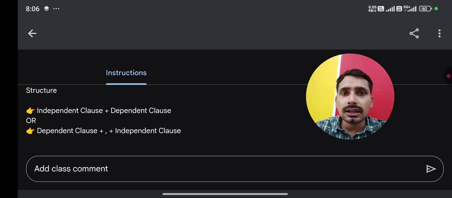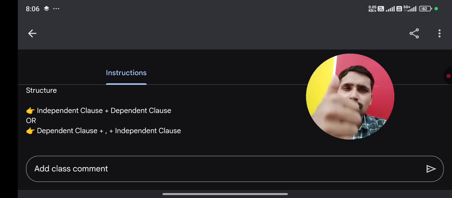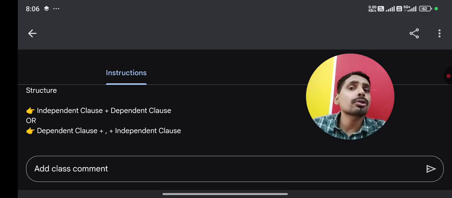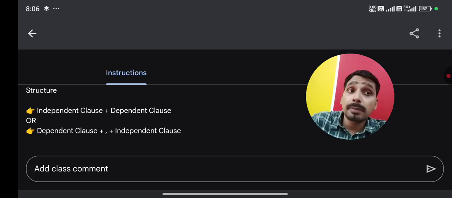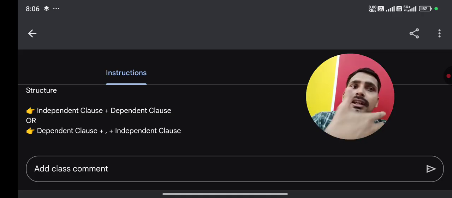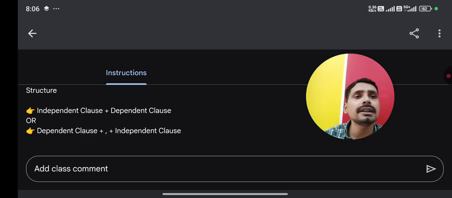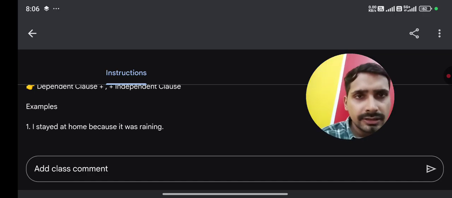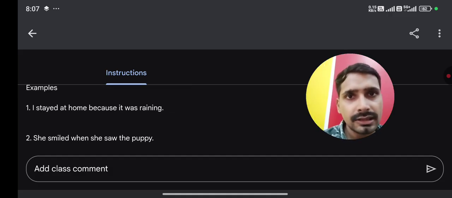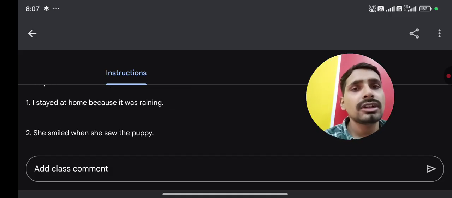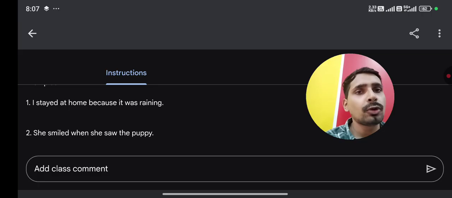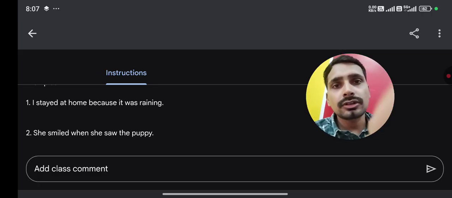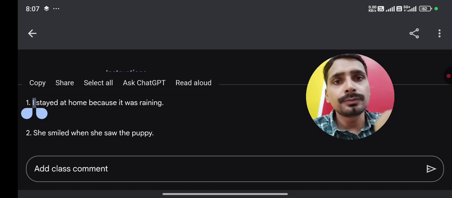Complex sentence. Remember, simple sentence, one independent clause. Compound sentence, two or more independent clauses. Complex sentence, one independent clause and many or one dependent clause. Let's look at examples of which sentence? Complex sentence. Number one, I stayed at home because it was raining. So let's point out the independent clause first. I stayed at home.